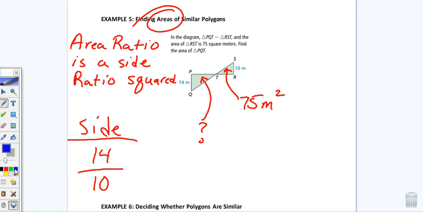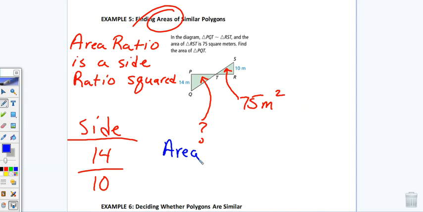So let's get an area ratio down then. My area ratio becomes 14 squared over 10. Okay, so the area squared. 14 squared for me, please. 14 times 14. Could we simplify it?